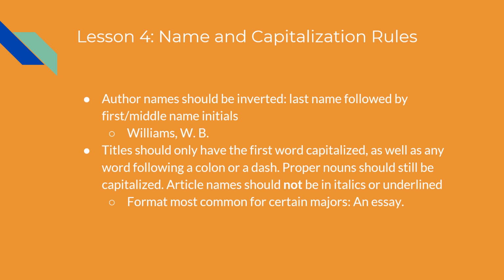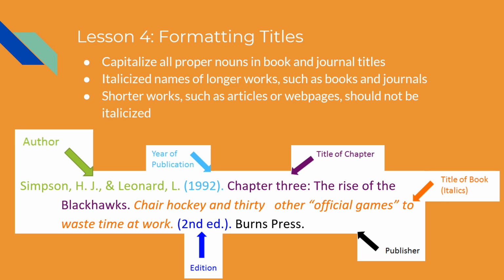So you can see in the example here we have "Format most common for certain majors: An essay." And you can see that only the F in format and the A and N are capitalized and everything else is lowercase. So here you can see an example of a reference for a book. You can see that only the first letter of the first words are capitalized. You can see that the longer works, such as the book title or journal title, if you were using an article from a journal, are italicized. And then shorter works like the chapter in this case or the article title are not italicized.